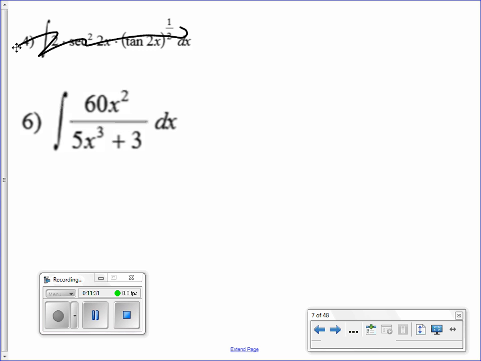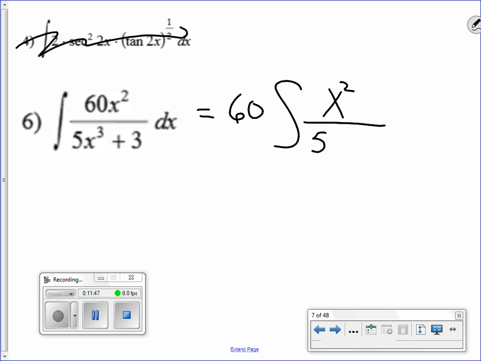Oh, wait a minute. You know what I want to do first? You see how there's a constant multiplier here? Whenever you have one of those, and your homework problems have a lot of them, just pull it out right from the beginning, or else it's going to confuse you. So let's say we have x squared over 5x cubed plus 3 dx. That's better. And that 60 is just going to come along for the ride until we're done.